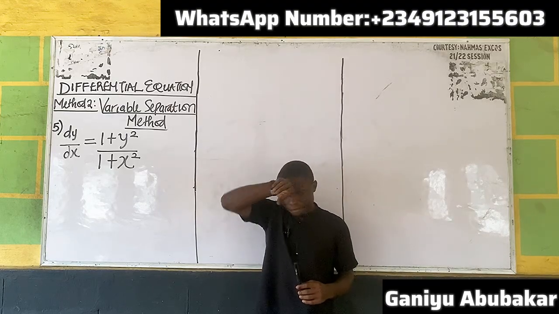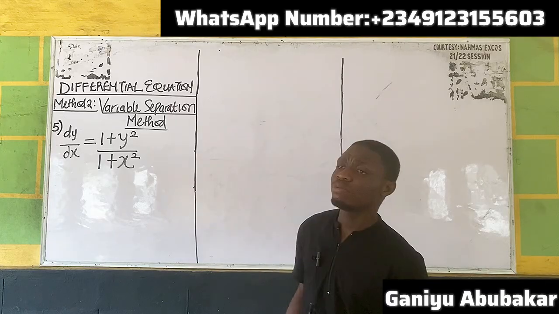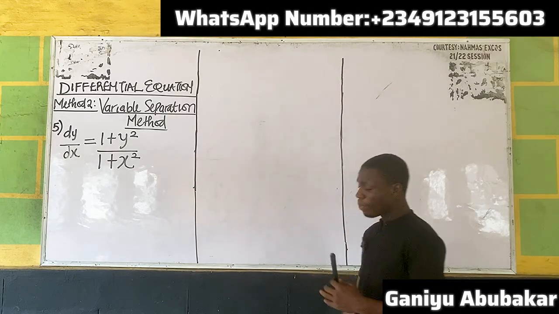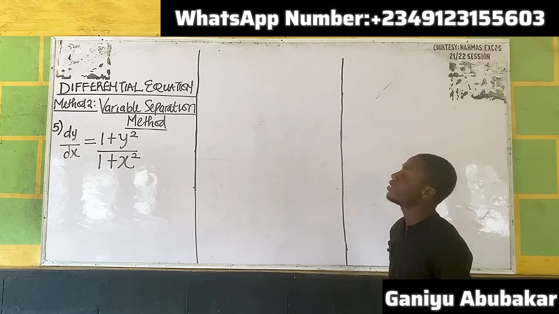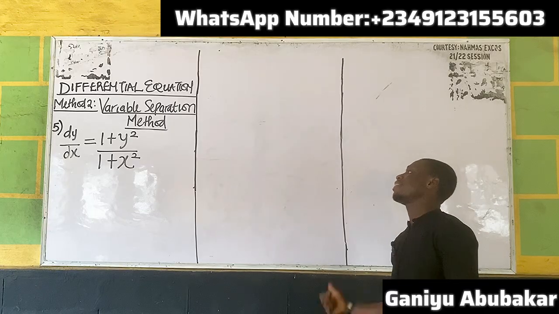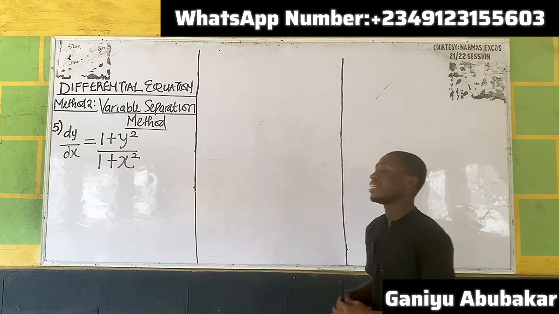Let's proceed with the fifth example in the study of variable separation method. I have this particular problem here. What do you do first? It's easy. You bring the x and the term having the x to the right hand side, and bring the y and the term having the y to the left hand side.